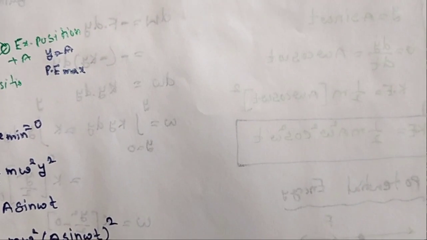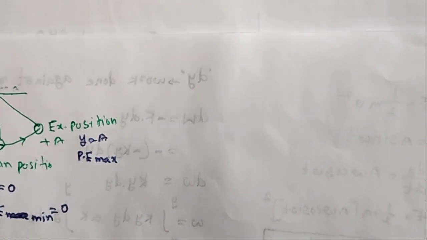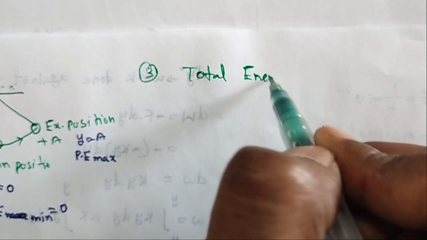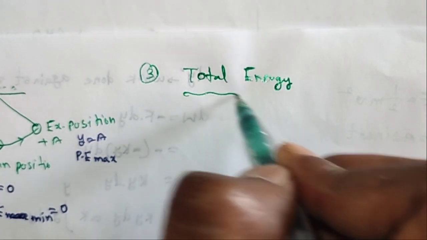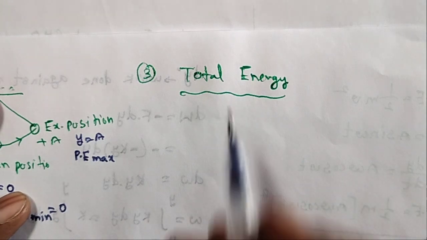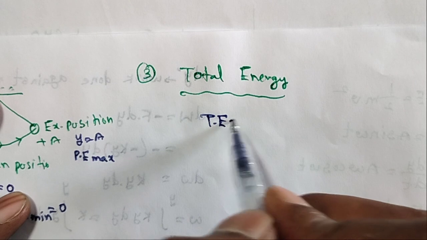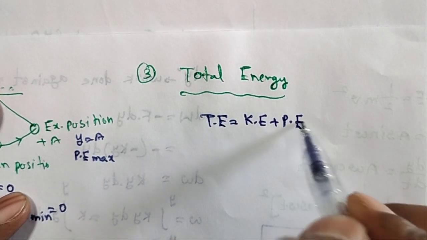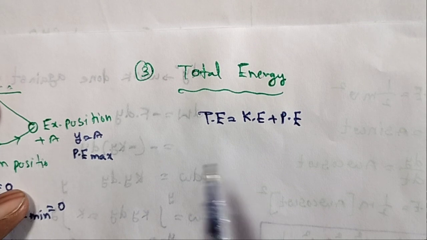And I am taking the third one, total energy. What is the total energy of a particle in simple harmonic oscillation? We know that generally the total energy, T.E., is equal to the sum of kinetic energy plus potential energy.